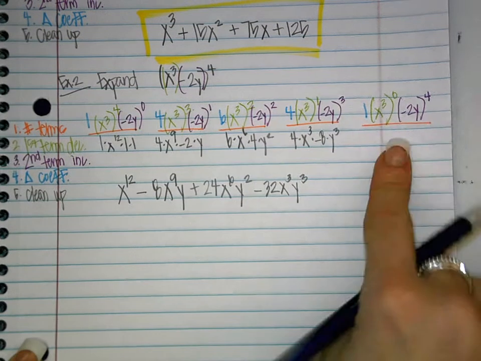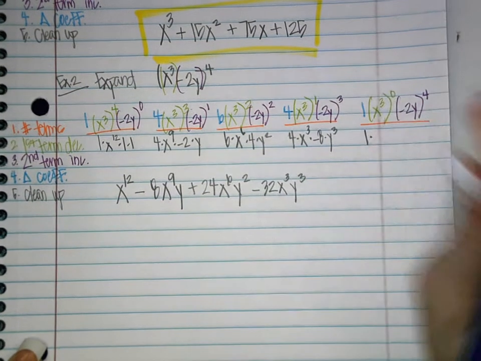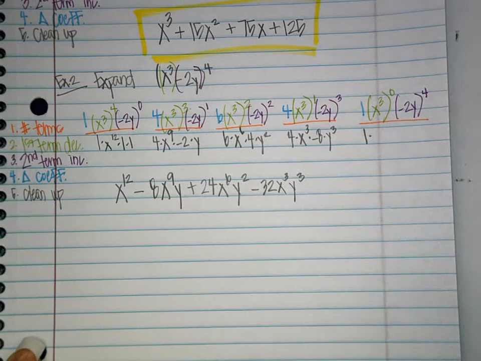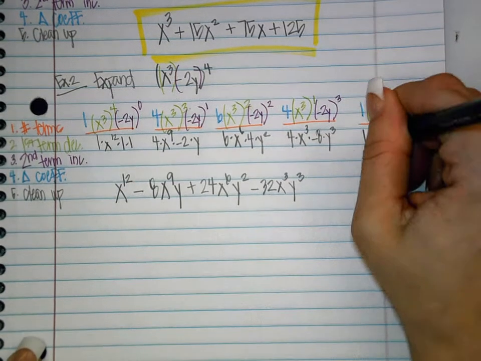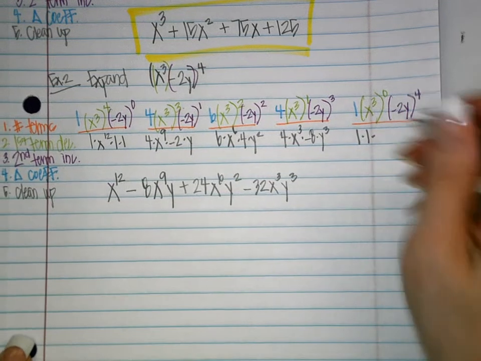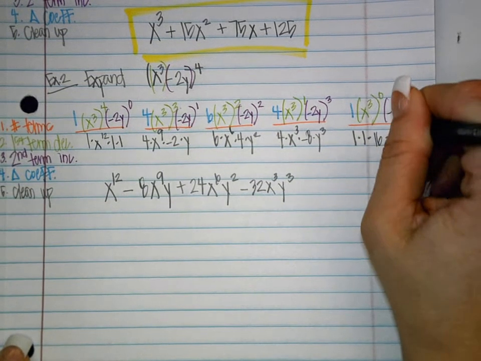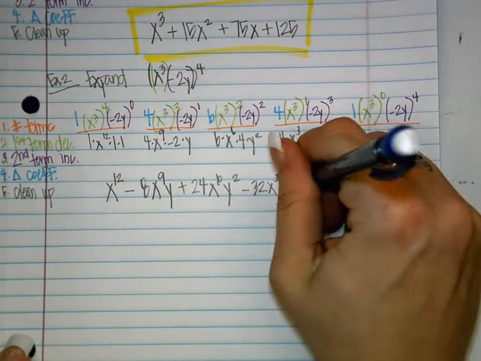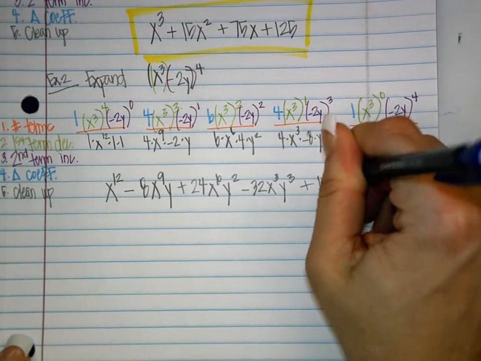And then your last term, this is going to be 1 times, what's x cubed to the 0 power? 1. Just 1. Okay, and then -2 to the fourth gives you what? Positive 16, and a y to the fourth. Multiply those together, and you get a positive 16 y to the fourth.